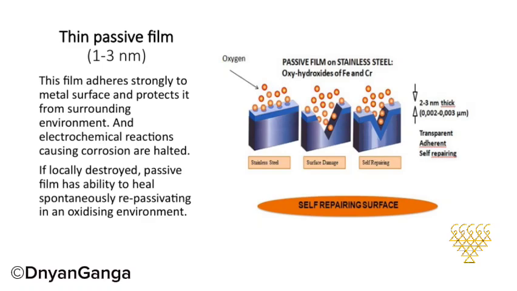And what's really fascinating is that if this passive film gets damaged locally, it has an incredible ability to heal itself. It can spontaneously repassivate, especially in an oxidizing environment, effectively repairing the protective layer. This passive film is incredibly thin, just about 1 to 3 nanometers, yet it plays such a vital role in maintaining the integrity of metal structures. So, in the context of corrosion prevention, the passive film is essentially the first line of defense, helping metals stay durable and resilient over time.